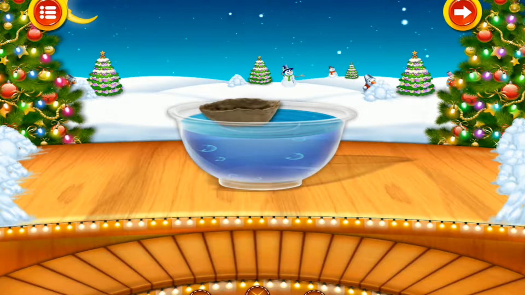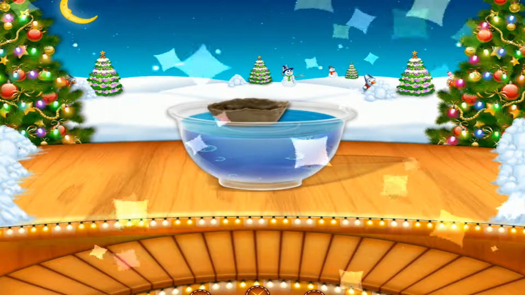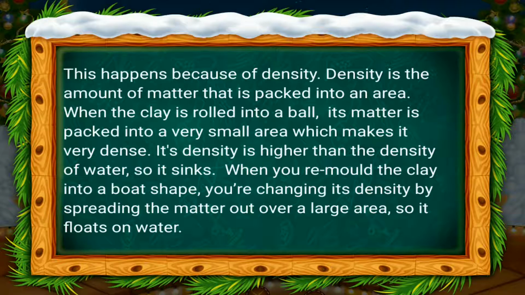This happens because of density. Density is the amount of matter that is packed into an area. When the clay is rolled into a ball, its matter is packed into a very small area, which makes it very dense. Its density is higher than the density of water, so it sinks. When you remold the clay into a boat shape, you are changing its density by spreading the matter out over a large area, so it floats on water.